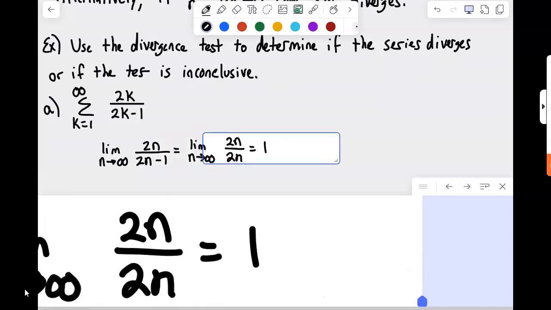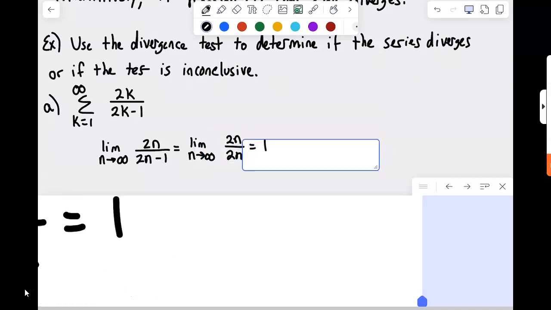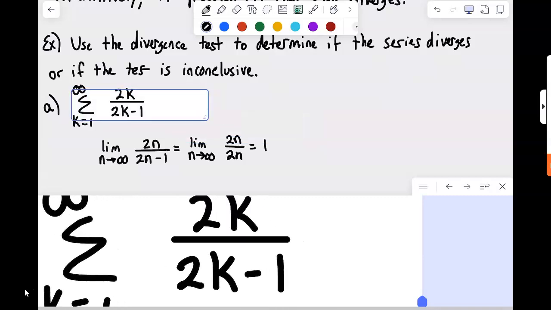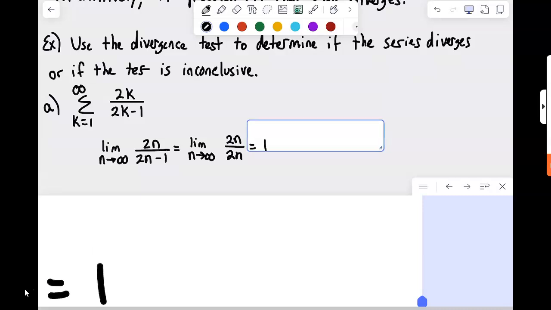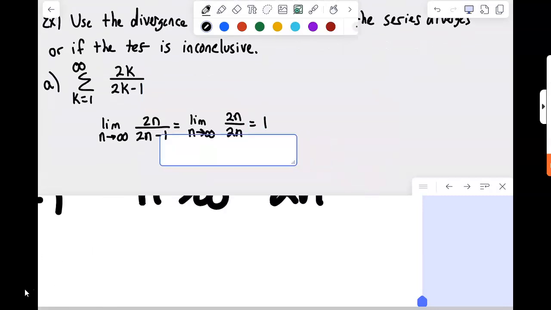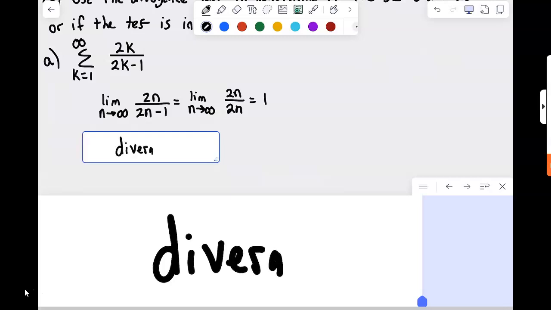And so therefore, this thing is going to converge to 1, the underlying sequence. That means if we were adding terms of it up, we'd be adding an infinite amount of 1s, which would be infinity. And so therefore, by the divergence test, this series diverges.